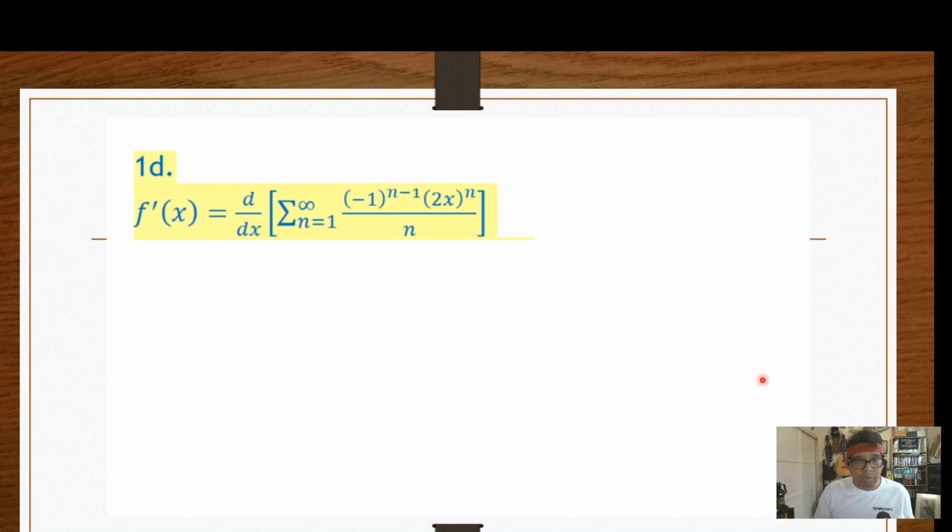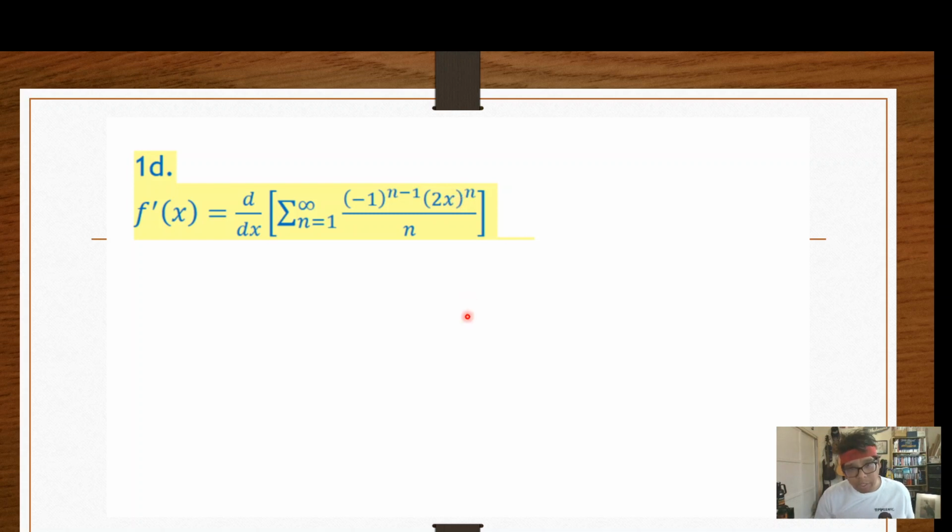So let's take the derivative. I notice that this part right here, the -1, there's no x there, and I'm taking the derivative with respect to x. The n over here, there is no x here, taking the derivative with respect to x. So both of these two act like a constant. In fact, the only thing I need to take the derivative of is 2x to the n power.